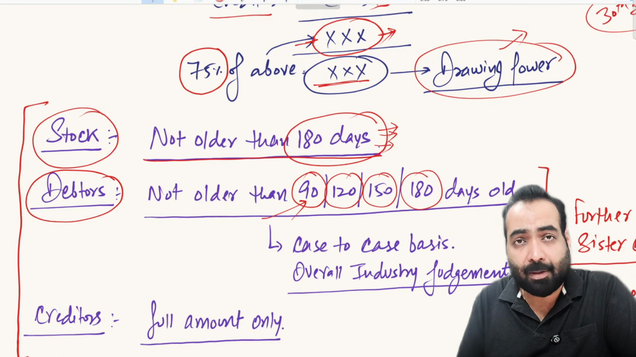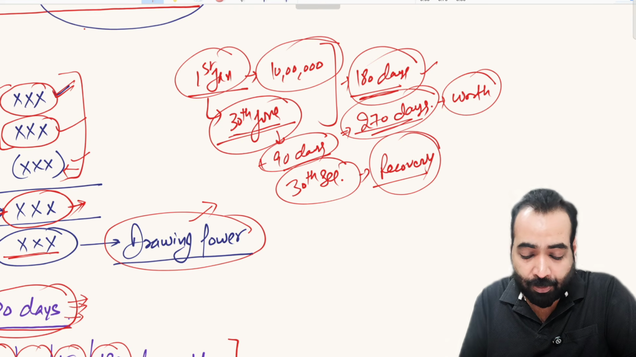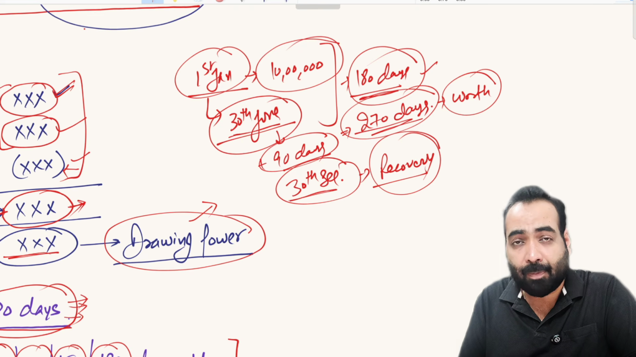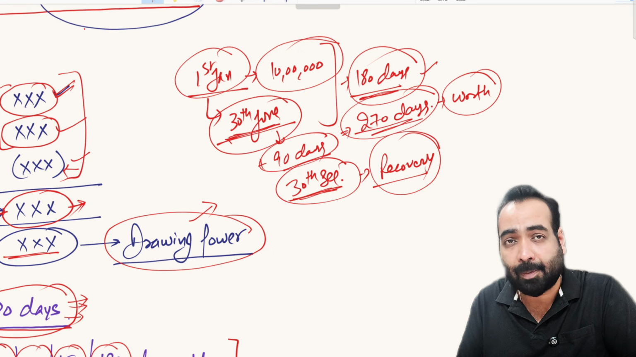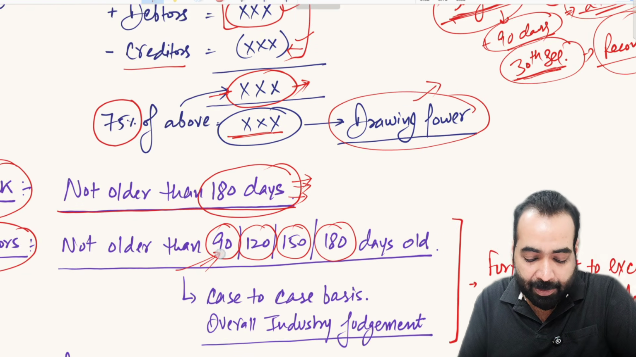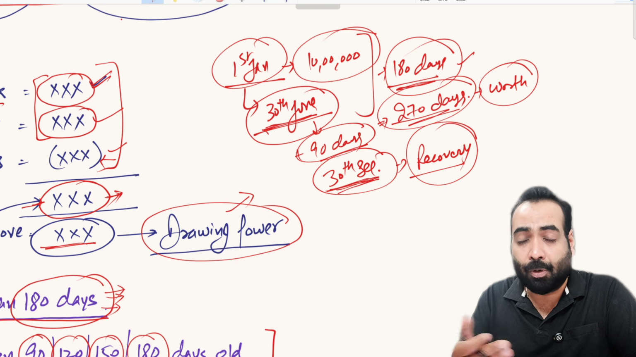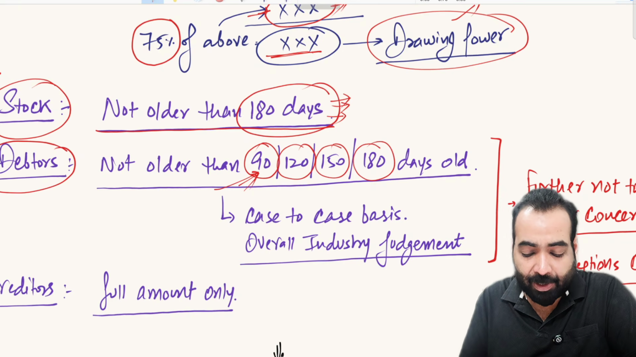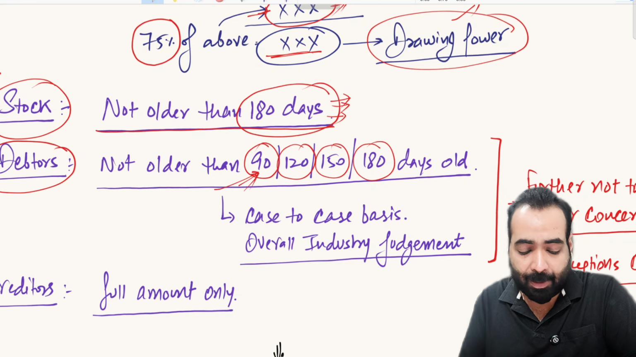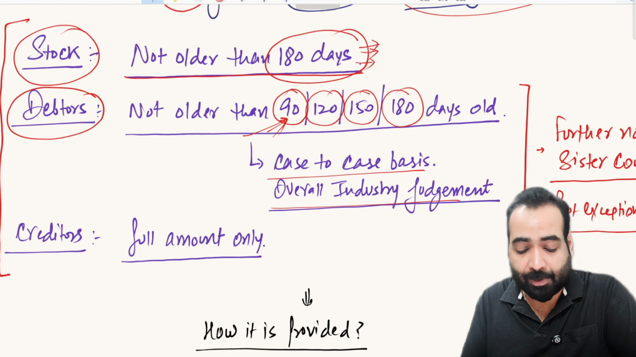So generally the debtors should not be more than 90 days. Suppose you have sold the item on 30th June, then you must recover this amount before 30th September. If this payment is still standing on 30th September and the bank has allowed a maximum of 90 days, then you cannot ask the bank to provide you a loan on such an amount, right? So be careful when you read the sanction letter about how many days the debtors have been allowed to you. It depends totally on a case to case basis and overall industry judgment.